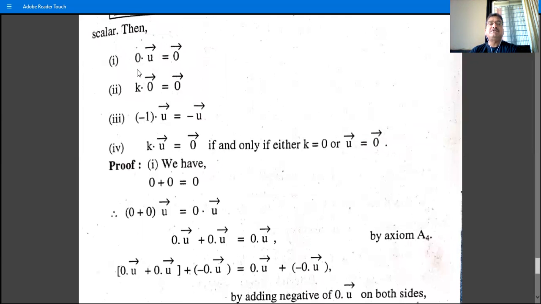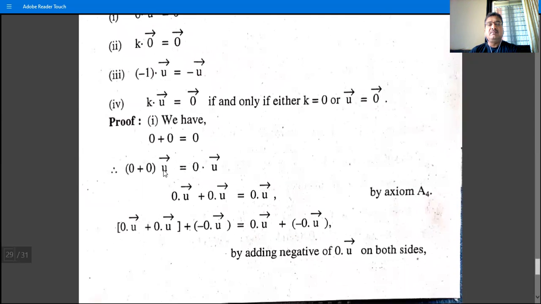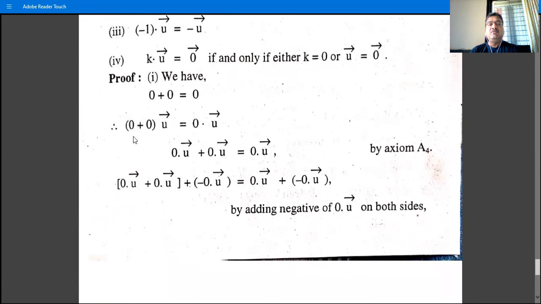So we have to prove the first property. 0 plus 0 is equal to 0. Then multiply by u bar on both sides. So then we have (0 plus 0) u bar is equal to 0 into u bar. By using axiom number 4, that is (k plus l) u bar is k u bar plus l u bar, where k and l are scalars, and 0, 0 are scalars.